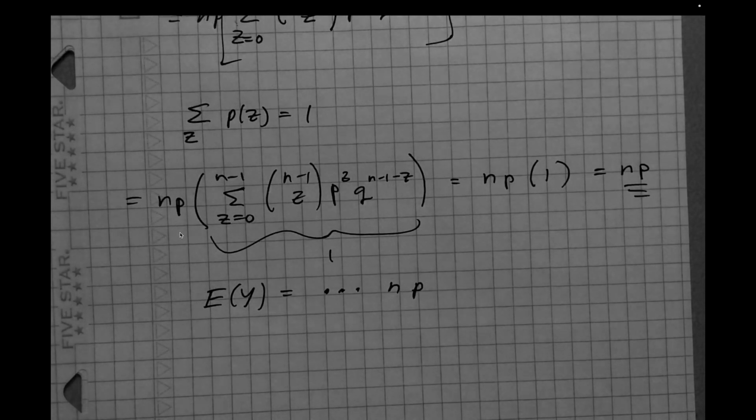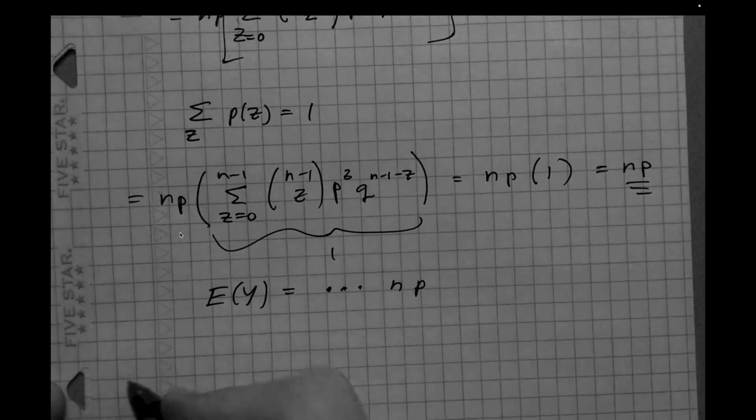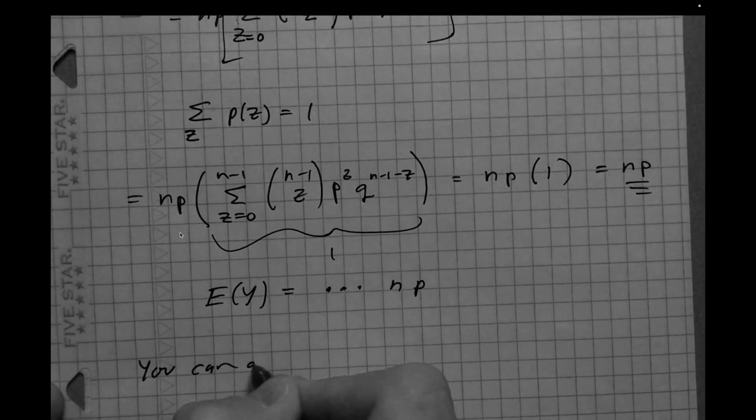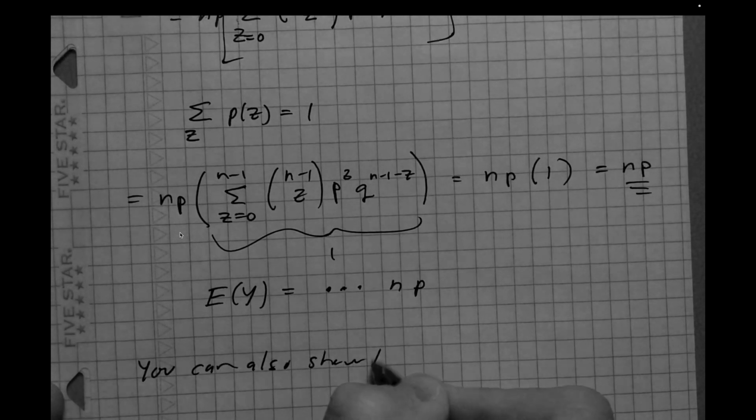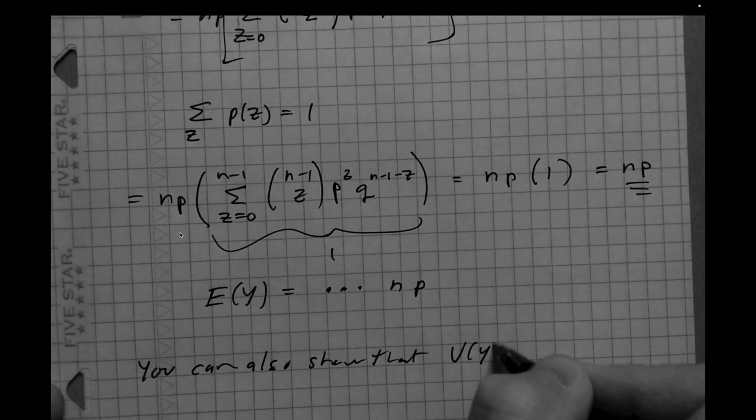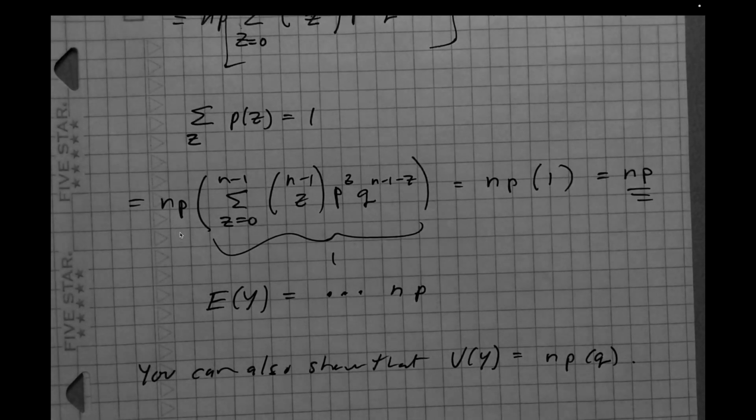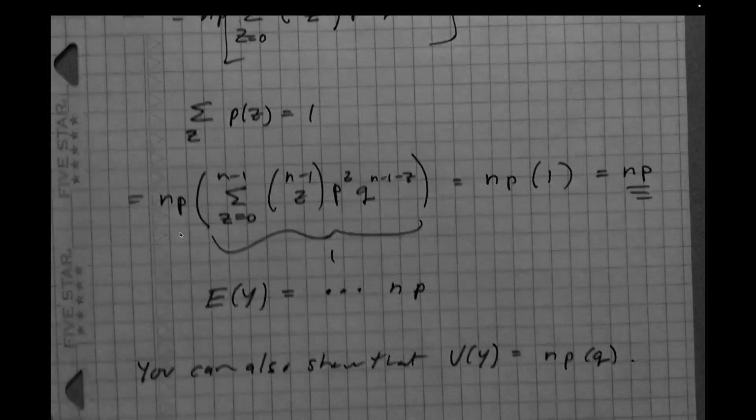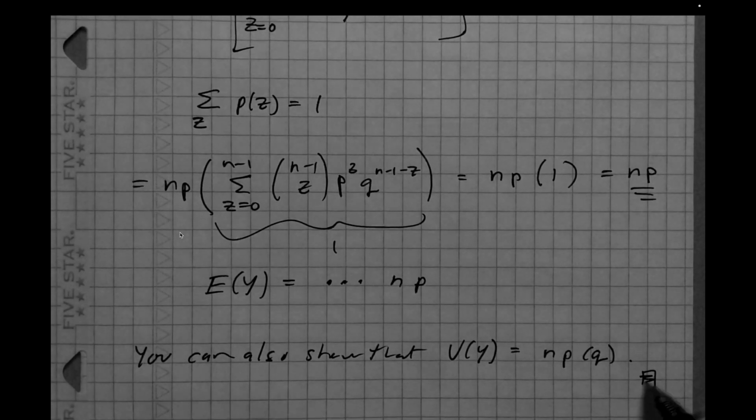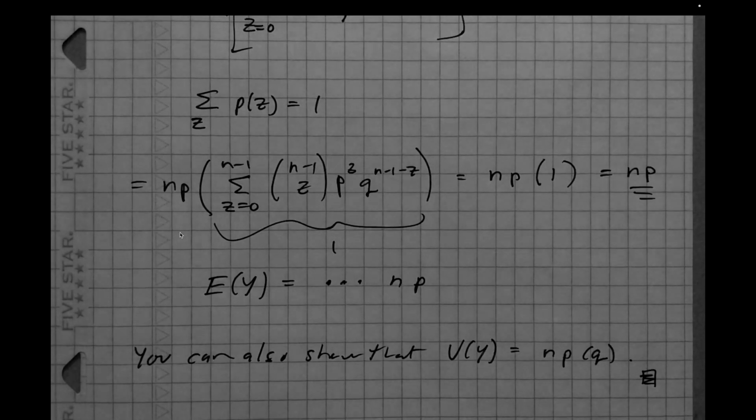Similarly, you can identify the variance of the distribution, and you can also show that the variance of y is equal to n times p times q. It's a little bit tricky also, but I think the same kind of tricks will work.